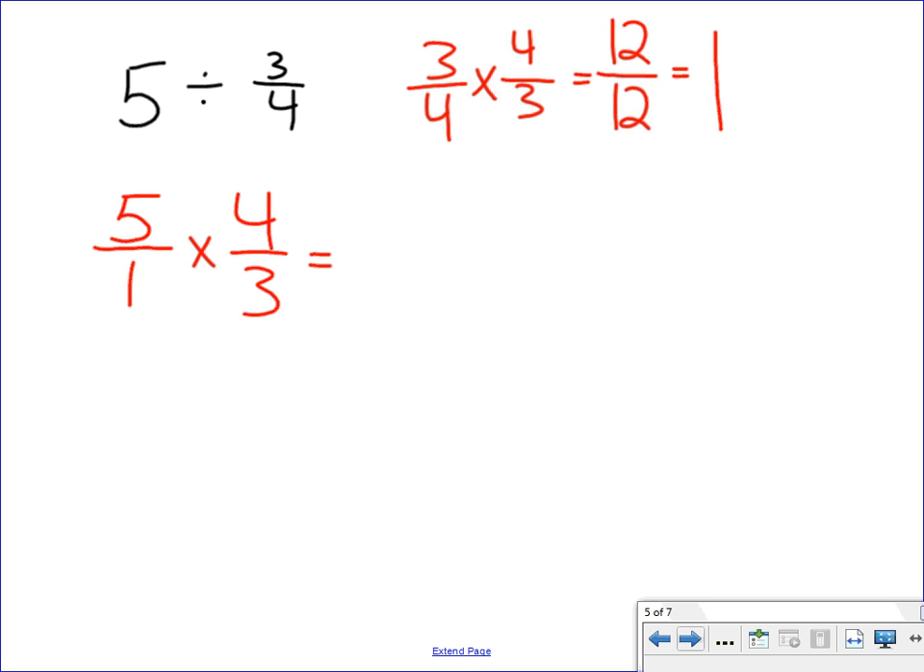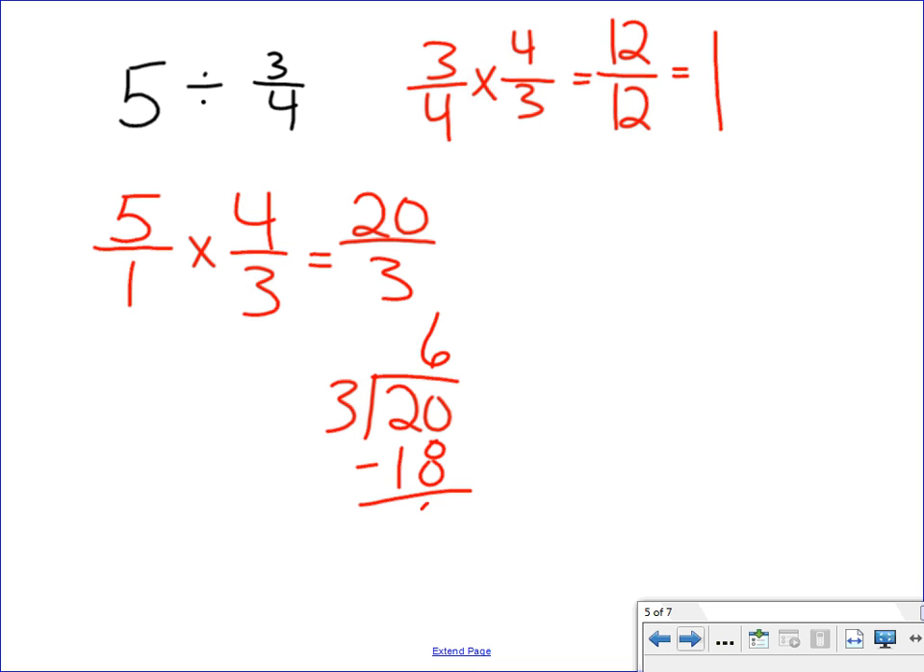Can we simplify in this case? No, we can't. So let's move on. 5 times 4 is 20. 1 times 3 is 3. I have to do my division now. So I have to take 20 divided by 3. All right. 3 will go into 20 6 times. 6 times 3 is 18. Do my subtraction. 6 2/3.